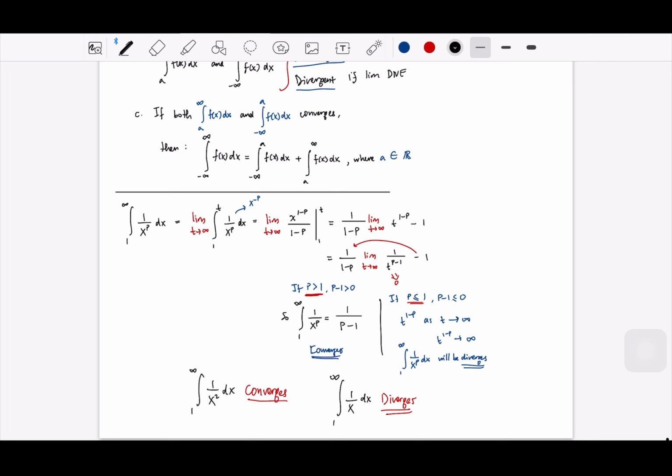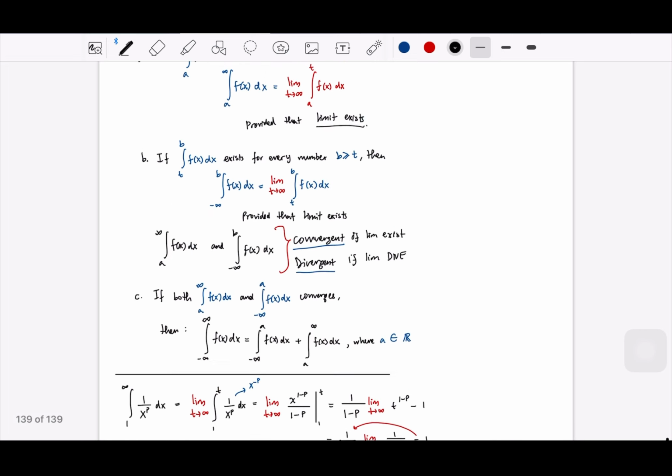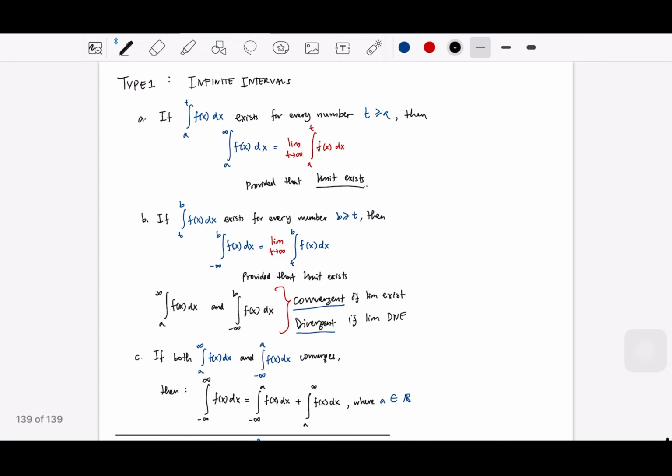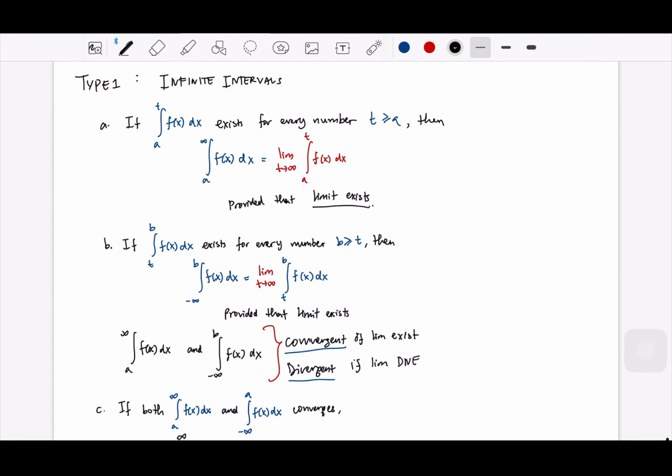Okay. So anyway, the last part of our class, we are still in the improper integral. Let me give you a little bit of review. We have type 1, which has infinite intervals. And the second type, which we are going to discuss in today's class, is when we have a discontinuous endpoint or integrand.